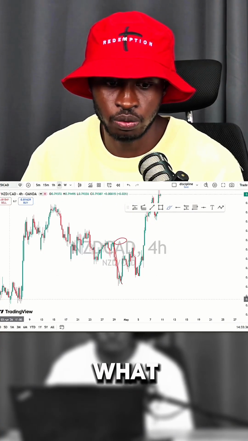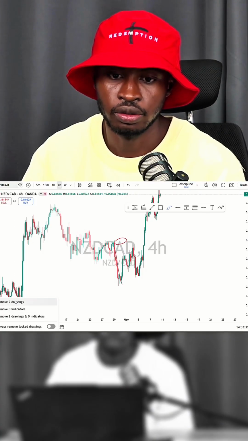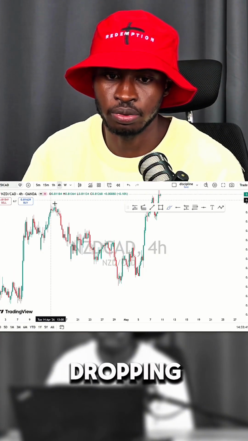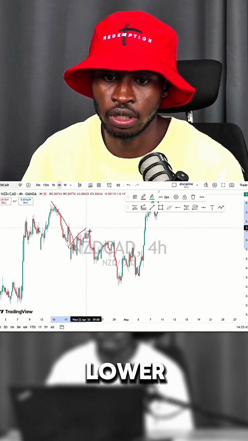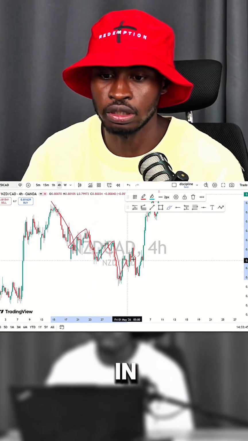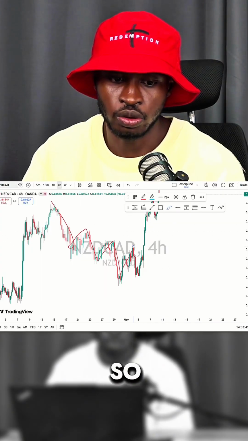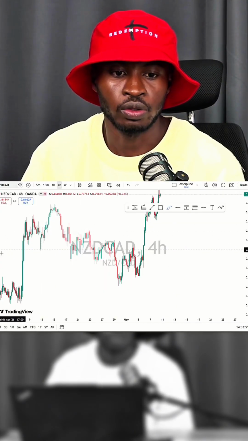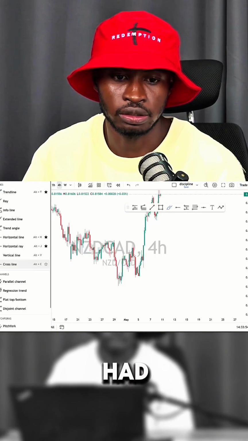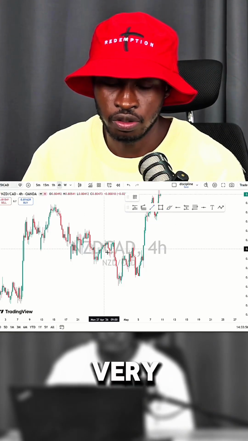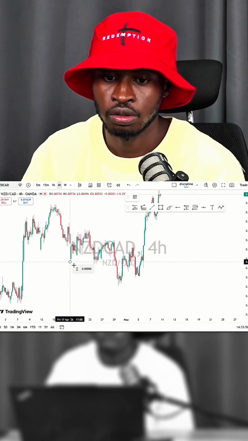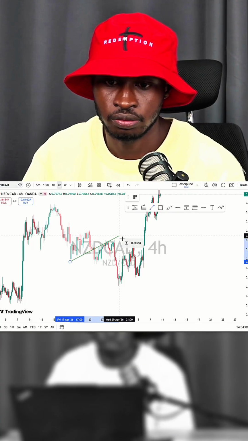So first and foremost, what we look for is the market direction, which we saw that the market was dropping, making lower lows, lower high, lower low, lower high, lower high, in that order. So I just knew that this market was bearish. All right, so at that point, the market had given us a very beautiful counter trend line like this.